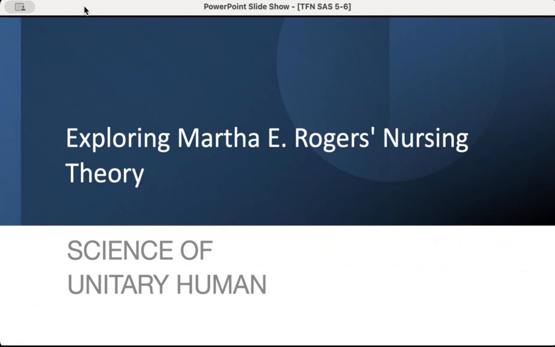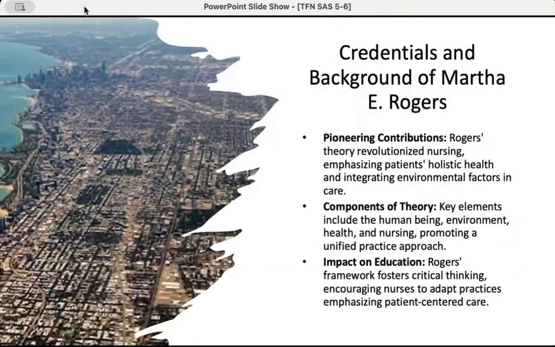Now we will proceed with exploring Martha Rogers' nursing theory, which is the science of unitary human beings. So just a quick credential and background of Martha Rogers. It's more into revolutionizing nursing, which emphasizes patient holistic health and integrating environmental factors in care. We do have key elements which include human being, the environment, health, and nursing, promoting a unified practice approach. And at the same time, Rogers' framework fosters critical thinking, encouraging nurses to adapt practices, emphasizing patient-centered care.